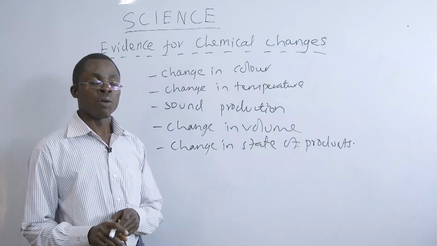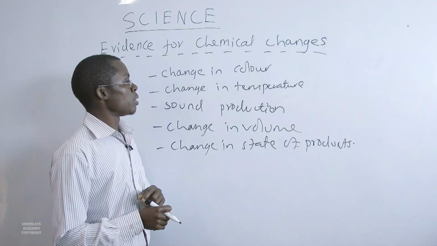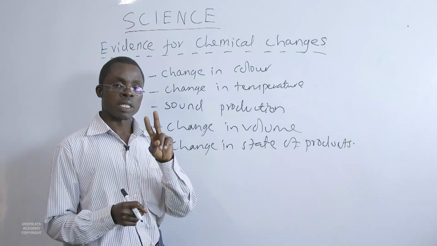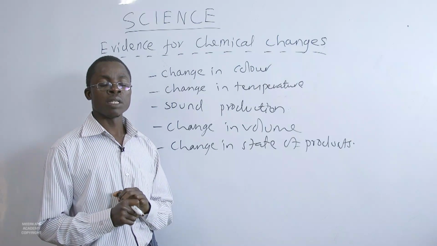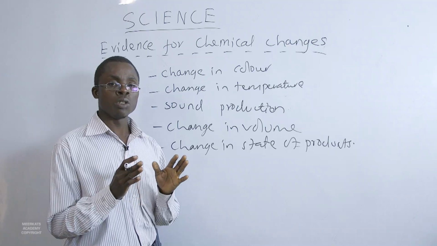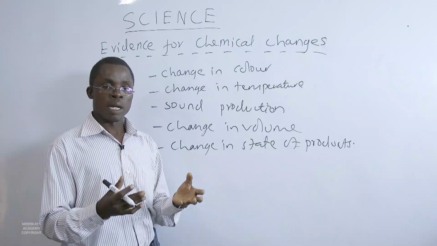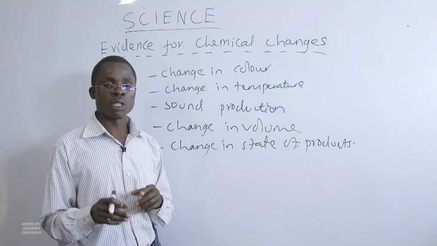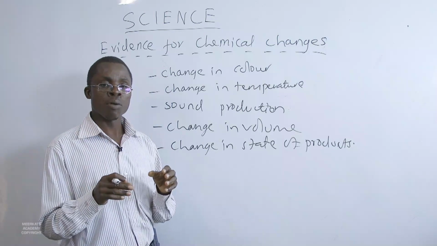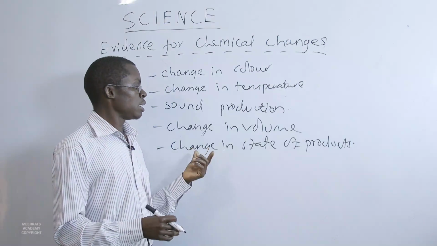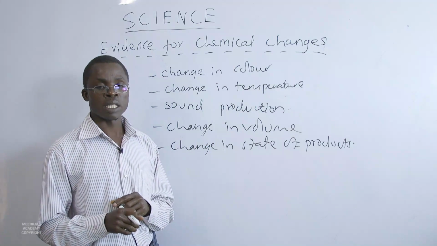Change in state of products. This is a similar case to what we saw in color change as the second example, where we saw potassium iodide and lead nitrate being used. As much as we used it to show change in color as an aspect you can use to show that a chemical change has taken place, we can still use it as an example, plus another one, to show that change in state of the products can also be used to show that a chemical change has taken place.